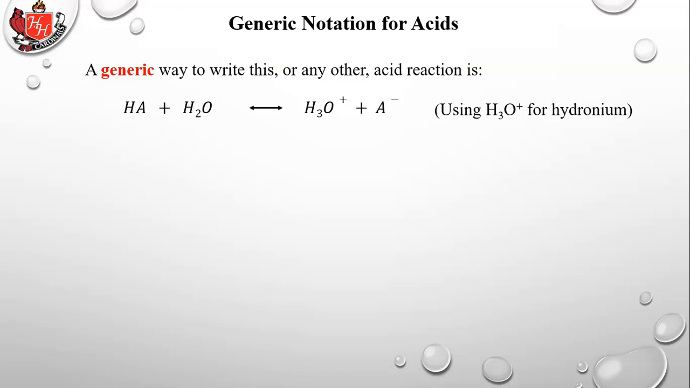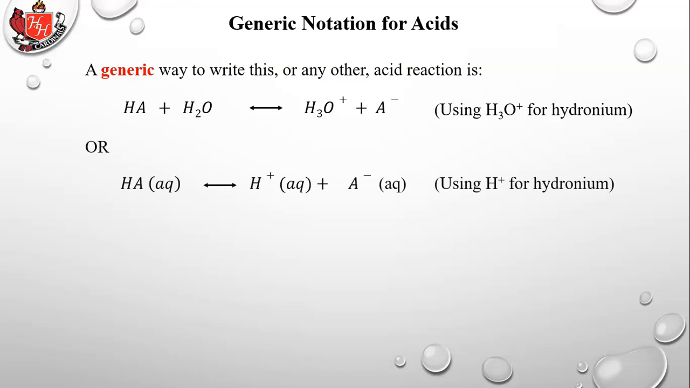So what's the point of this notation? It's that it gives you a general way to write an acid reaction. If you're given some acid and you don't know what that acid is, you don't even know the formula for it, you just know it's an acid, you can write it as HA. So H is the proton part that's going to be donated, and the A represents whatever else is left over after that proton is gone. So you'll see examples of that and it'll make more sense.